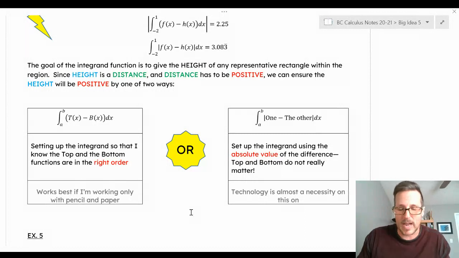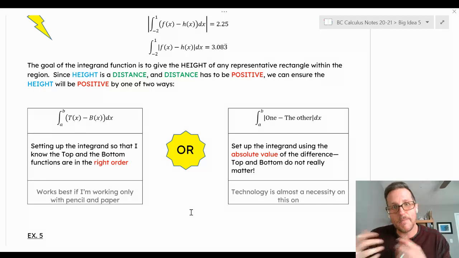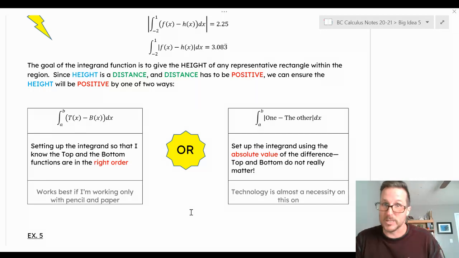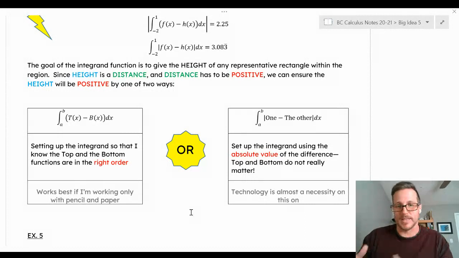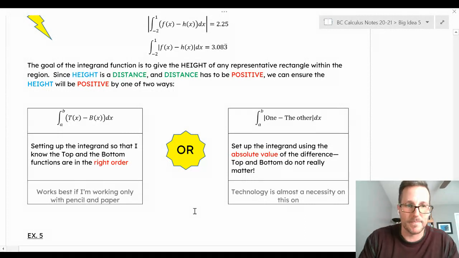If you've got technology, a calculator, you can crank out a definite integral of anything with technology, and that absolute value is not going to matter. So if you're just by hand with paper, I would suggest doing it right. If you've got technology, you could do either way. It really doesn't matter. That's pretty cool.